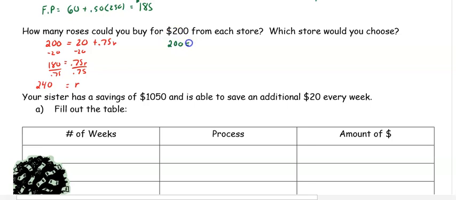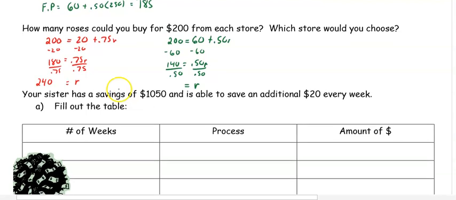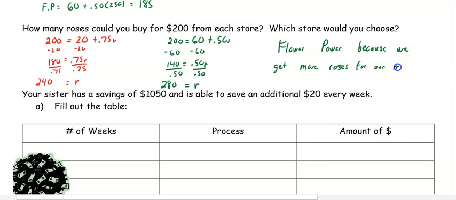Now, if we look at Flower Power, we have 200 is equal to 60 plus 0.50 R. So I can subtract 60 from both sides. 140 equals 0.50 R. We divide by 0.50. We get that our number of roses would equal 280. So we would choose Flower Power because we get more roses for our money.